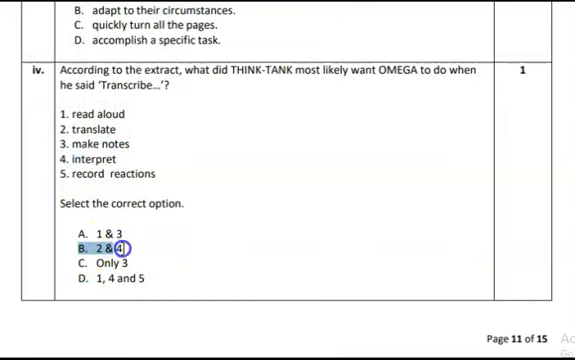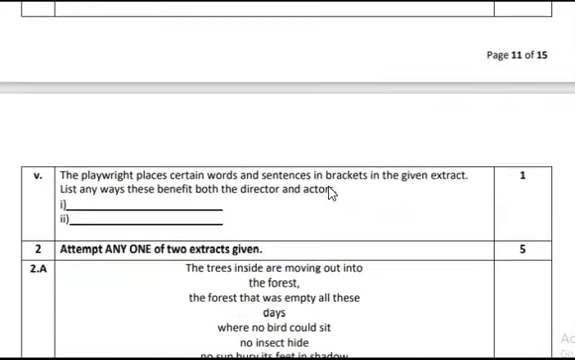So the answer will be your B part. Comparatively, these questions are a little more difficult than the questions given under extract 1. Now the playwright places certain words and sentences in brackets in the given extract. List any ways these benefit both the director and actors.